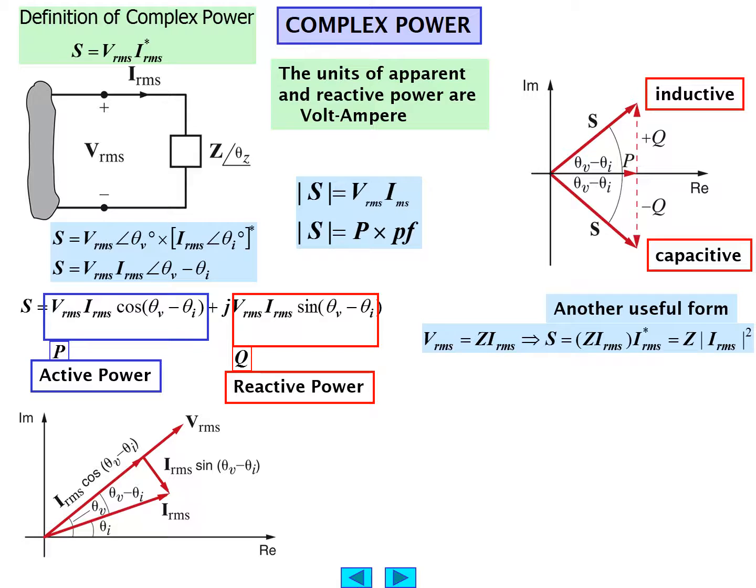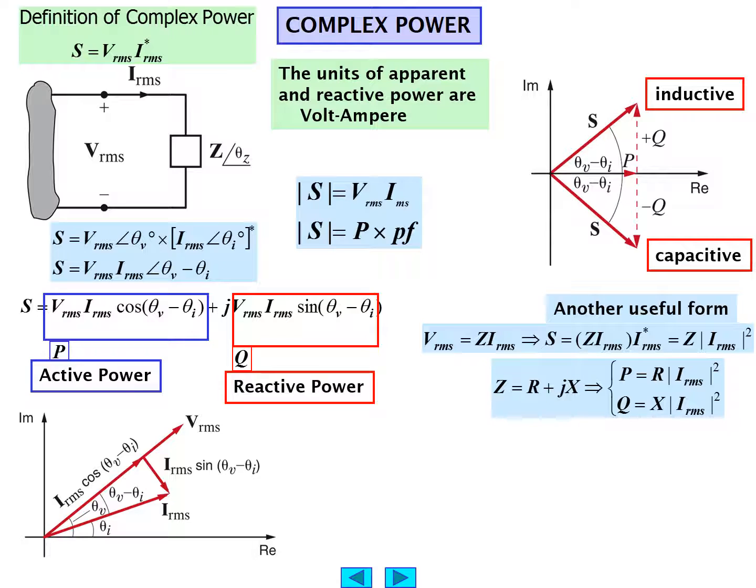So another useful form then would be VRMS is equal to Z times IRMS. Another useful form can then be used to reduce by using complex power. S then is equal to Z IRMS times IRMS conjugate. Well, the product of a complex number and its conjugate is the magnitude squared. So that's equal to Z times the magnitude of IRMS squared. That would give us VRMS. Z is equal to R plus JX. Loads are real and imaginary.